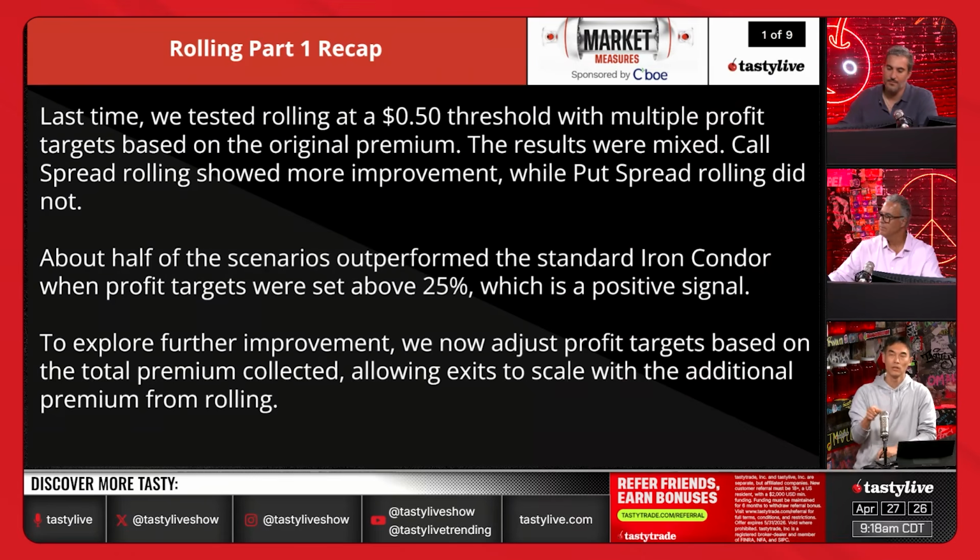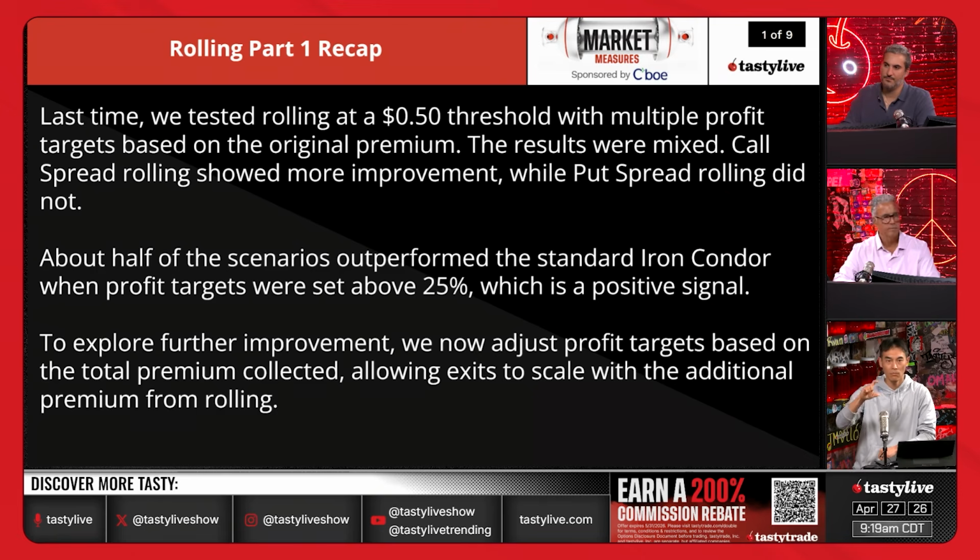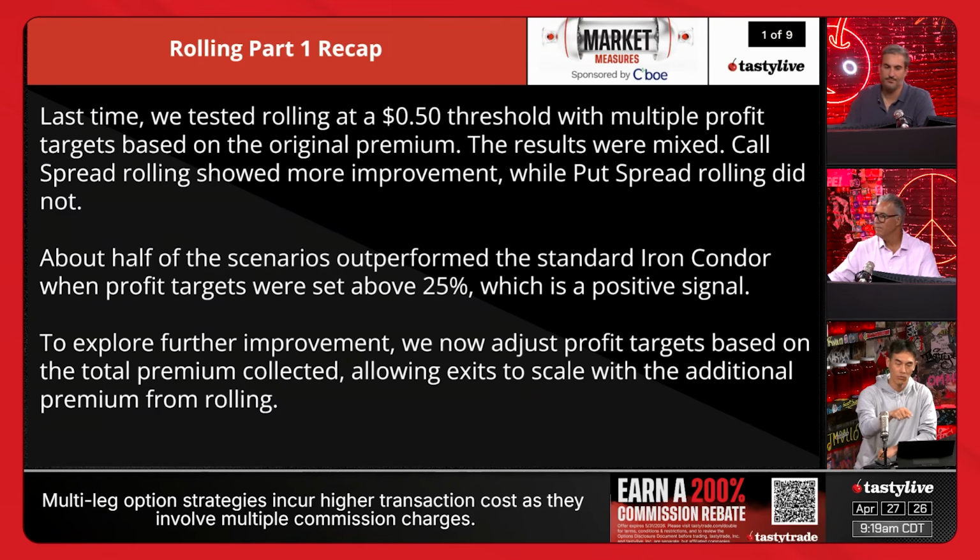Exactly. The reason we do this is because from the last session, if you remember correctly, 5 out of 10 scenarios that rolling can beat the standard iron condor. So it's a mixed signal, but it's a positive signal, right? So we see the improvement. And the improvement came from the higher profit targets, 35%, 45%, which means we should target a little bit higher premium to improve the overall results. So that's why we want to use this criteria this time to see if we're able to make it better. All right, let's do it.